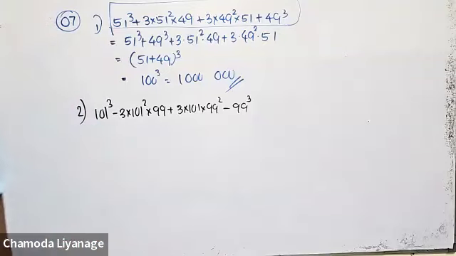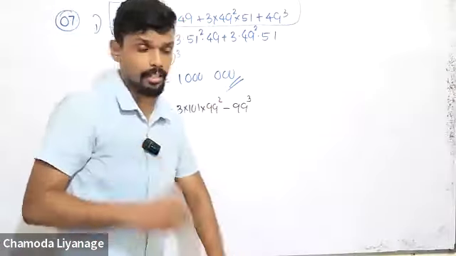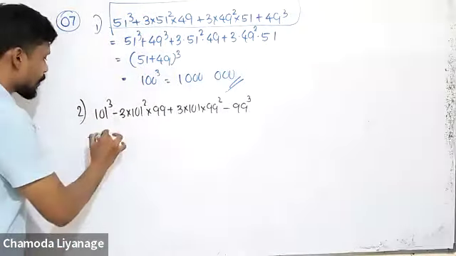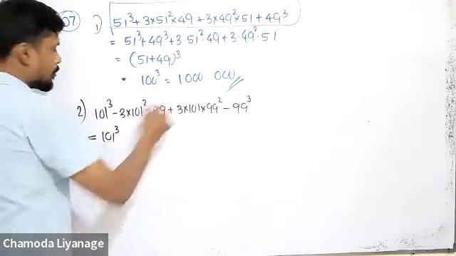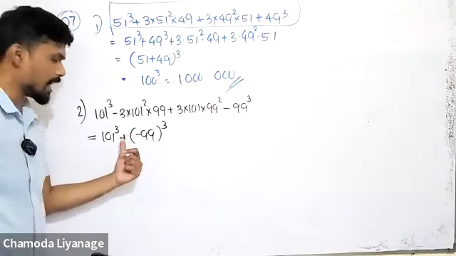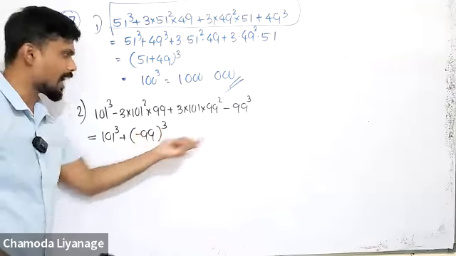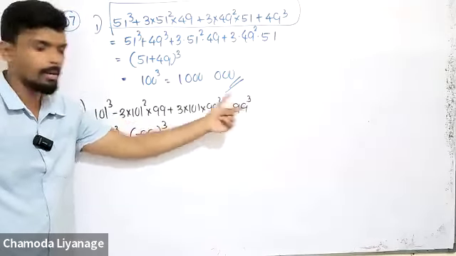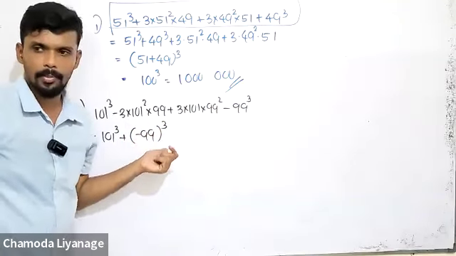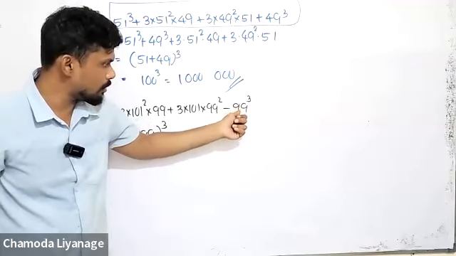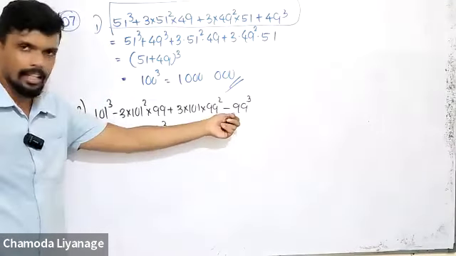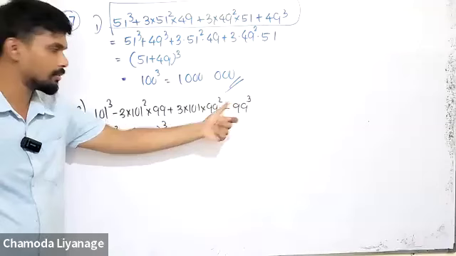So one student says it is 8. Okay, yes. The answer is 8. Okay, let's see. So I will rearrange this expression like this: 101 cube plus this one as minus 99 cube. I will write this minus 99 cube as plus cube of minus 99. So here the cube belongs to 99, not to the minus sign. After simplifying this, we get this, right?